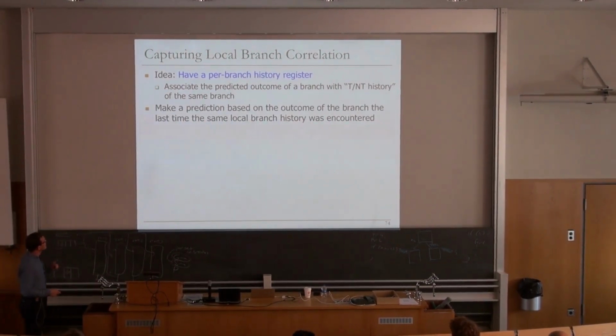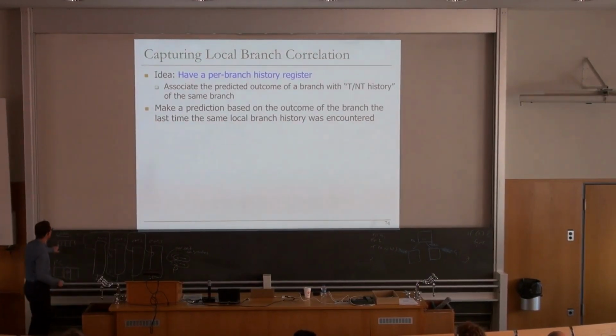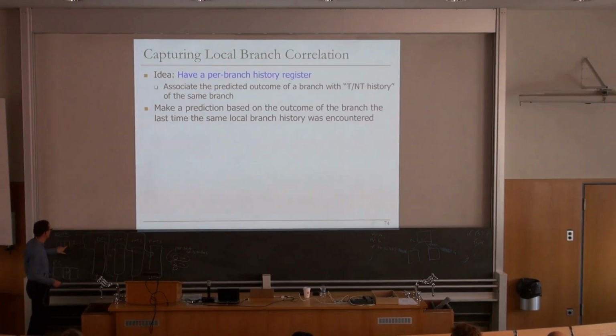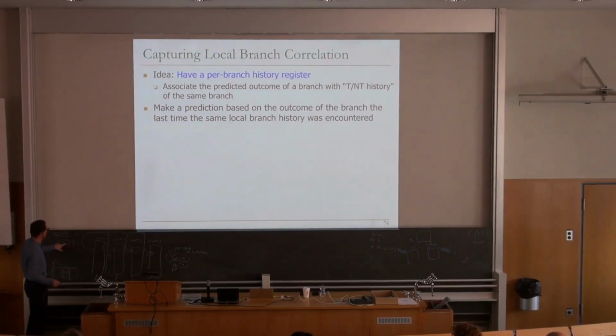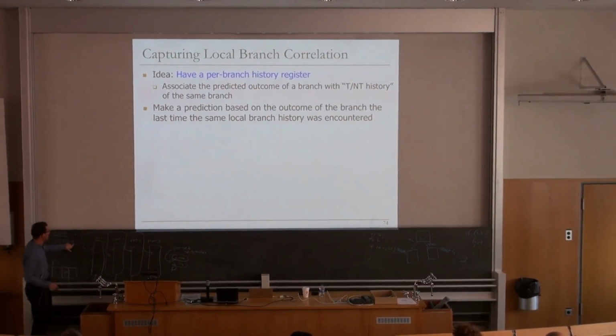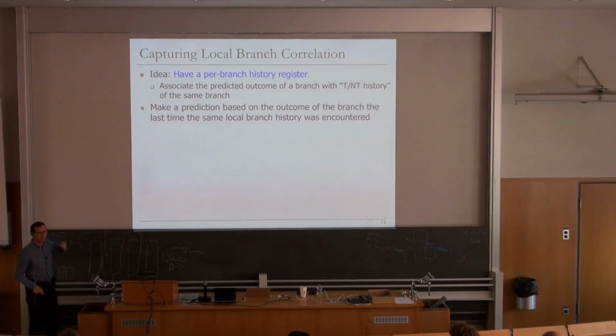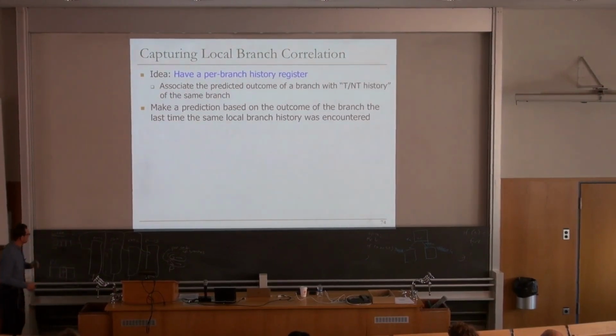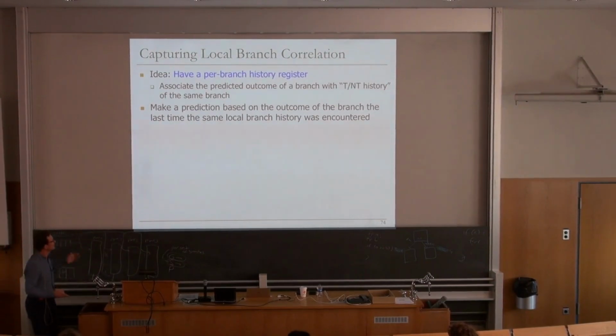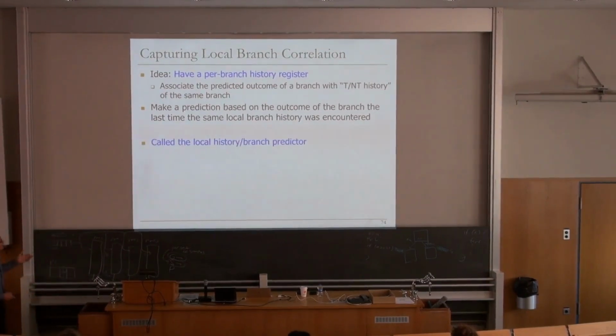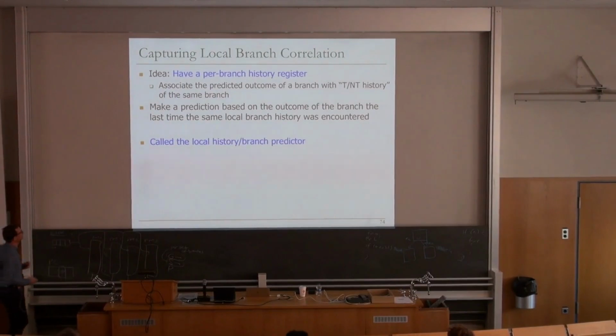Okay, and we've already said this. Basically, to make a prediction based on the outcome of the branch, the last time the same local branch history was encountered. If this local history of this particular PC was 1110 and the outcome was taken, next time you see 1110 for that loop, predict taken. Very simple. I mean, it's a natural extension of global correlation. They're introduced in the same paper as a result of this. It's called the local history or local branch predictor.